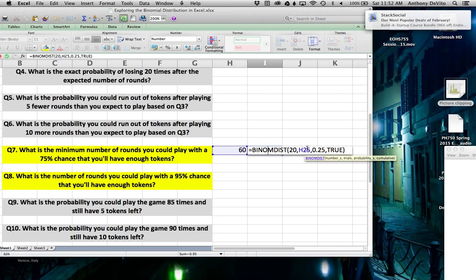We only changed the number of trials. Right? And same thing on the other one. We changed the number of trials in order to figure out what the probability would be of accomplishing what we were trying to accomplish. Okay?